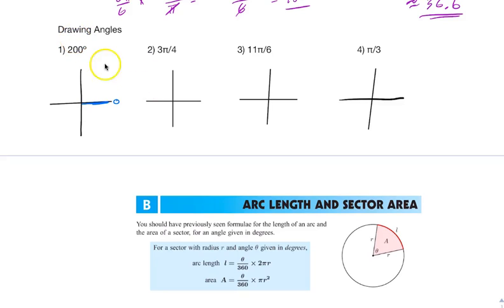So this is 0. That makes this 90 when we go up. Then 180, 270, 360. So 200 falls between 180 and 270. So it's in quadrant 3, and that's the only part that matters. So 200 degrees, we're going from here to here. That's our angle. Technically I probably should put it a little closer to 180, but the idea is just that you want to get in the right quadrant. If you do that, you're good and golden.